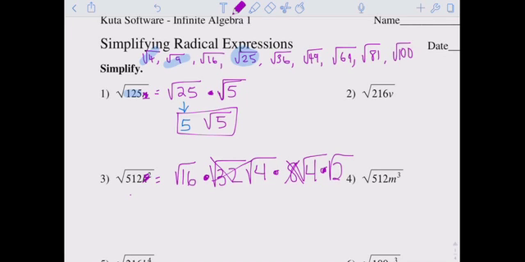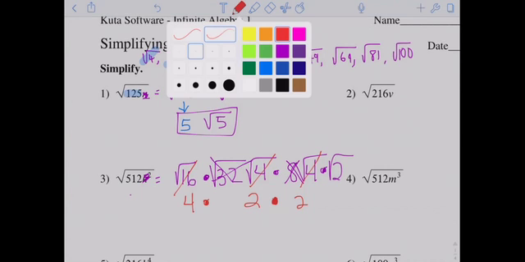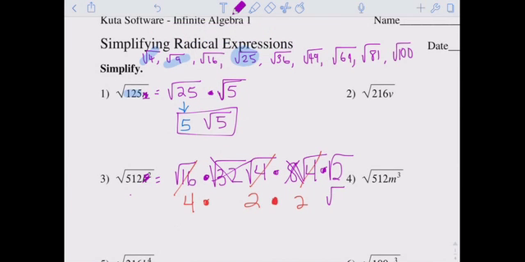So our answer is square root of 16 is 4, times 2, times this 2. Okay. And then this radical 2 that we can't do anything with. So 4 times 2 is 8. 8 times 2 is 16. Radical 2. That's your answer.